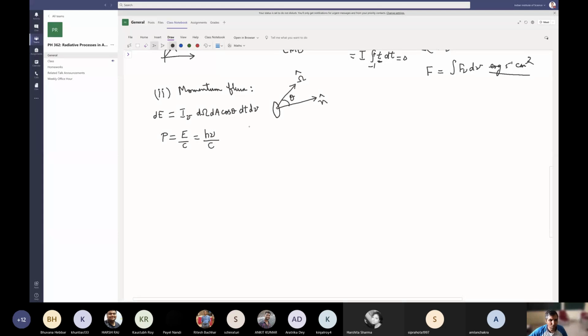Okay, so this is the energy crossing along this direction. What about the momentum crossing along that direction? The momentum along omega hat corresponding to this energy is equal to just dE divided by c, because every photon just carries momentum E by c. So all these photons, having range nu to nu plus d nu, and their numbers quantified by I nu, will have a momentum along omega hat of that amount.